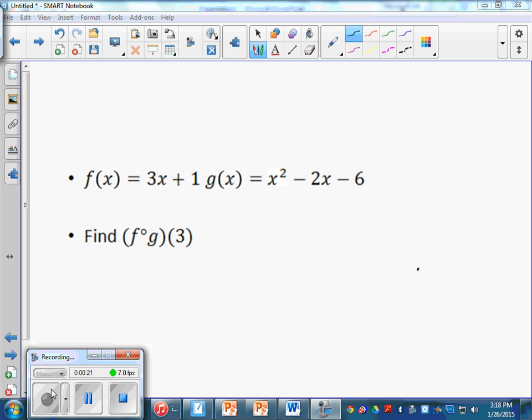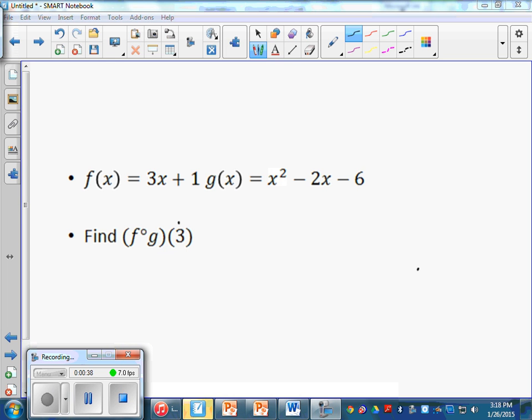So I thought this would be a good example. If f of x equals 3x plus 1 and g of x equals x squared minus 2x minus 6, which is actually what they use in your book for problems 1 through 8. They also have an h of x. We're not going to use it in this problem, so I didn't type it. So I want you to find f of g of 3.